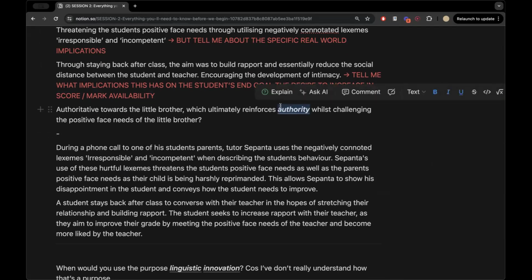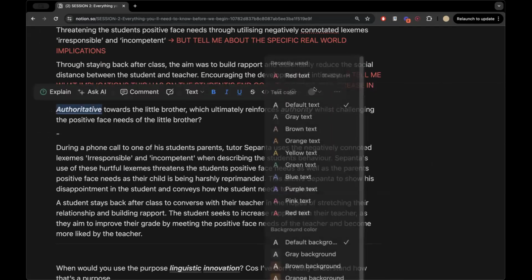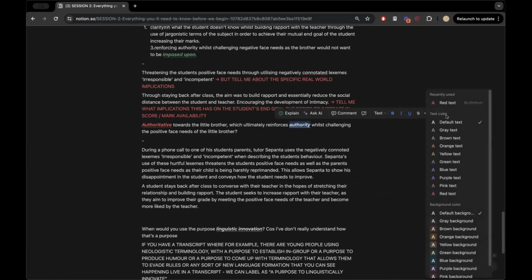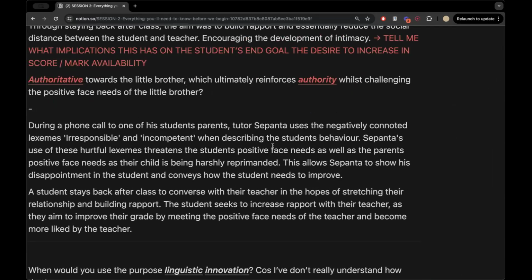Okay, this is repetitive. You can't use the same word in the same sentence twice. You cannot use the same word in the same sentence twice. Examiners take marks off for that.